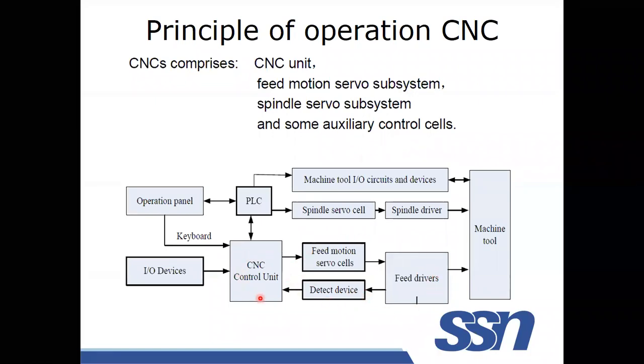The CNC control will give the required information to the machine tool. Here IO devices, mouse, keyboard, etc. are connected to the CNC system, and the monitor also displays the movement of the tool, the tool compensation, etc.